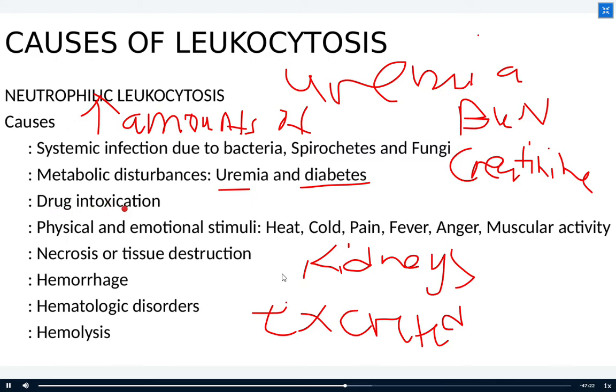Then there could also be drug intoxication, physical and emotional stimuli such as your heat, your cold, your pain, your fever, your anger, your muscular activity. So the more you tend to become active, the more neutrophils are produced. Kasi remember, what do you call the substance? Anong tawag doon class sa substance that would cause WBC production? Yung huli nating diniscuss sa lecture. It would stimulate the production of WBCs. What do you call that?